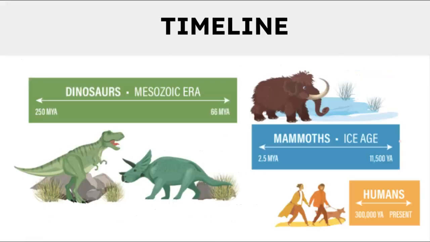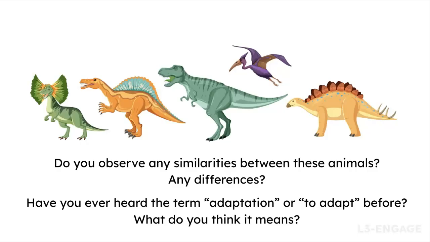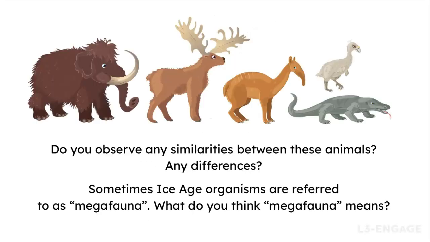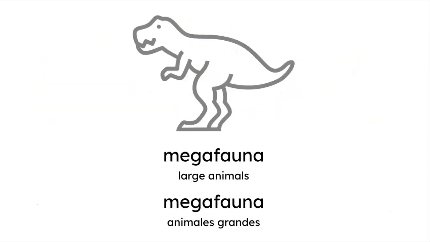To begin the Engage portion, you'll remind students of the anchoring phenomenon and how some organisms from long ago are extinct today. You'll show them the timeline from Section 1. You'll then show the animals of the Mesozoic era and have students turn and talk to make observations about the different animals and their traits. You'll ask students questions about adaptations and post the adaptation vocabulary card. You'll then show the animals of the Ice Age and have students turn and talk to make observations about these animal adaptations. You can post and discuss the megafauna vocabulary card.